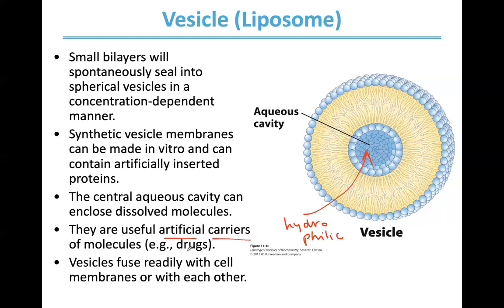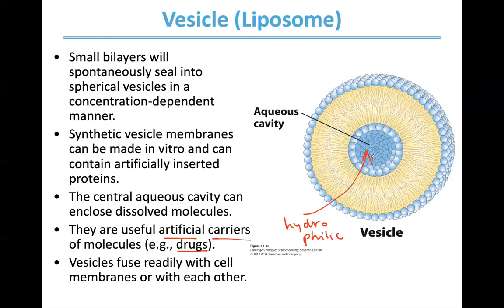The interesting thing about them is that liposomes are currently studied as artificial carriers of drugs, for example. If you have a lipophilic drug, it can go into the lipid bilayer. If it's hydrophilic, it can go inside. And so liposomes are becoming very useful tools in drug delivery research.